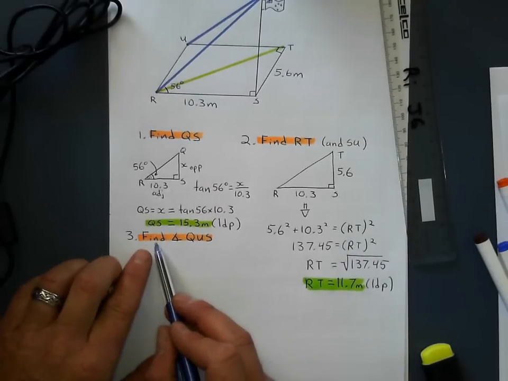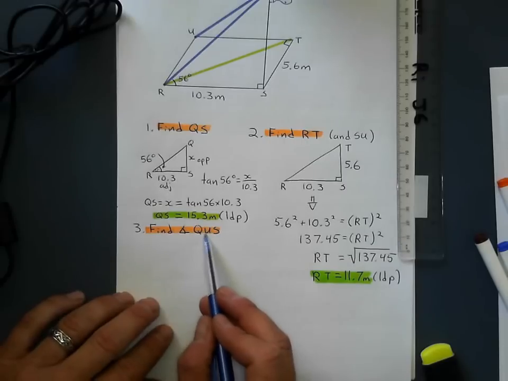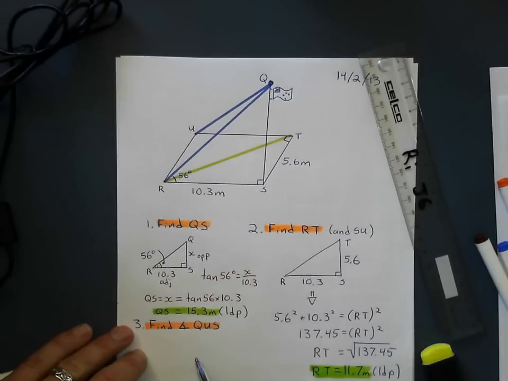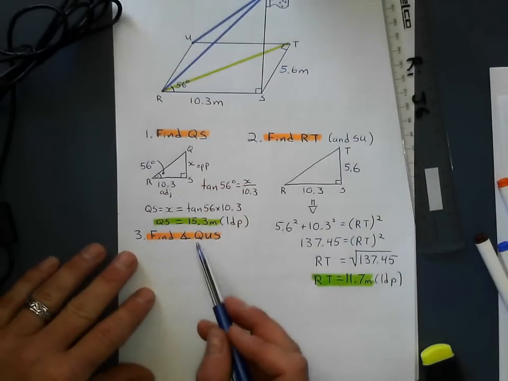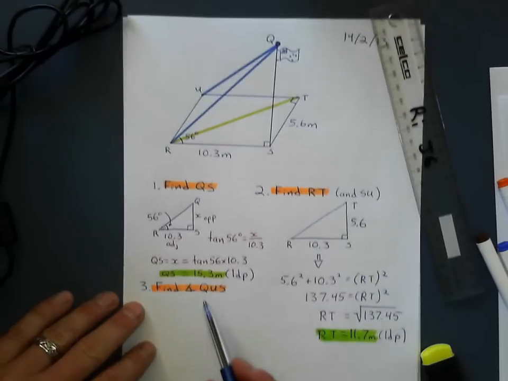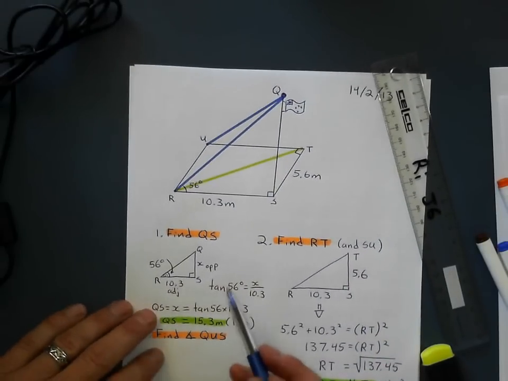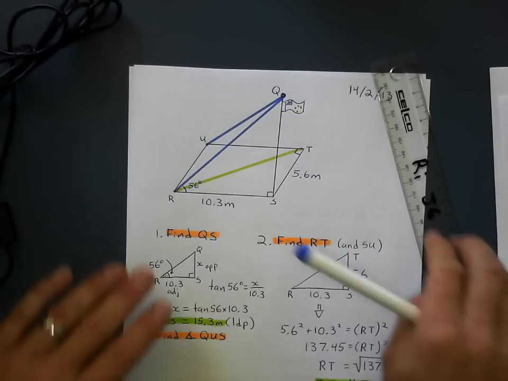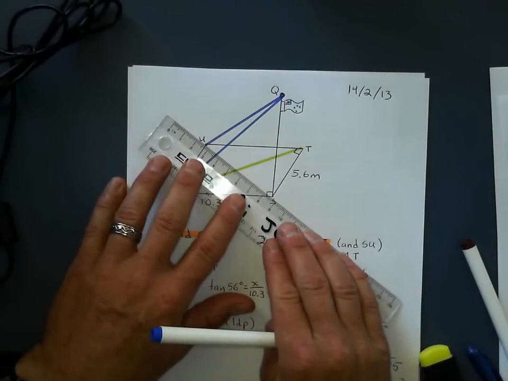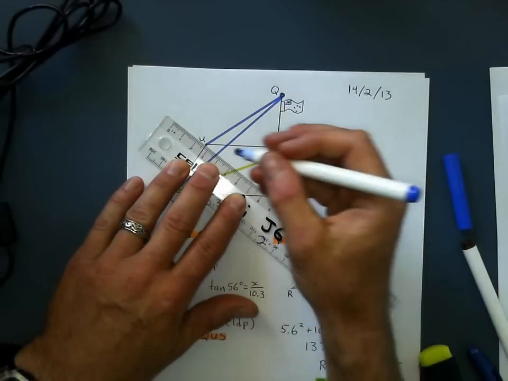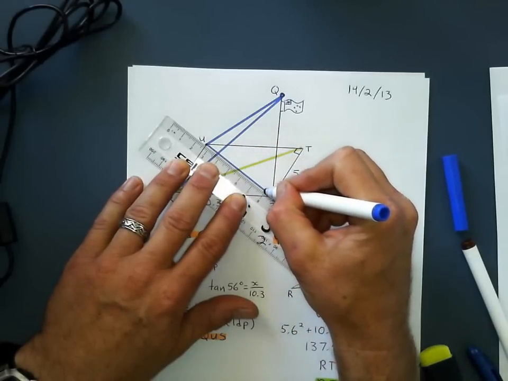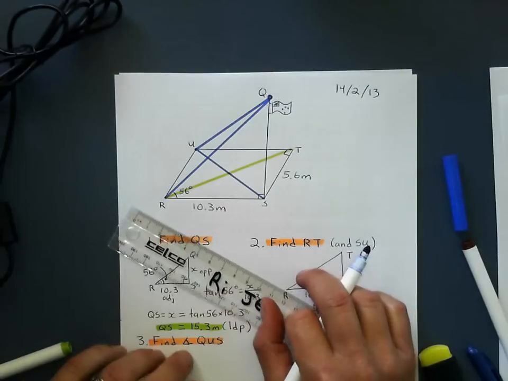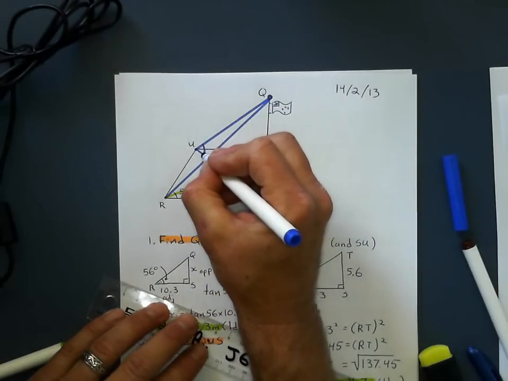Find angle QUS. Where is angle QUS? Let's see. Remember that middle letter is always the vertex? So, QUS. Okay. QUS is that angle right there.